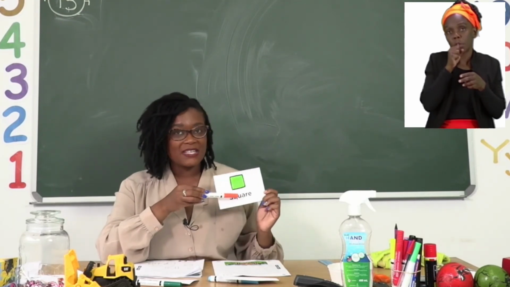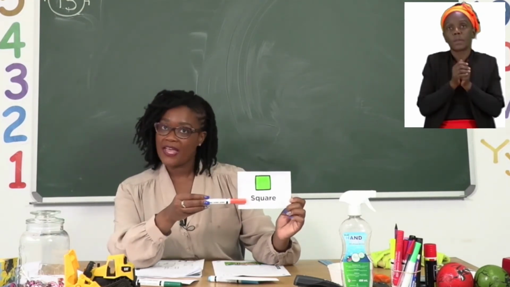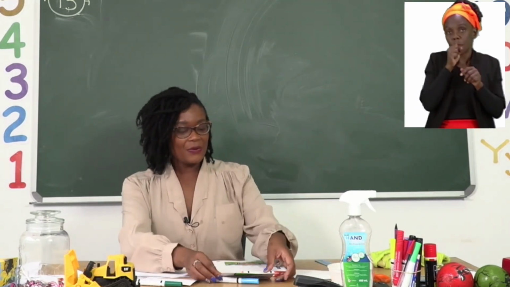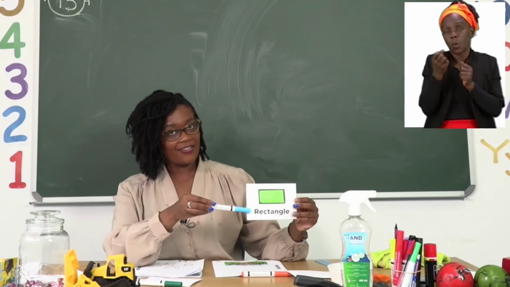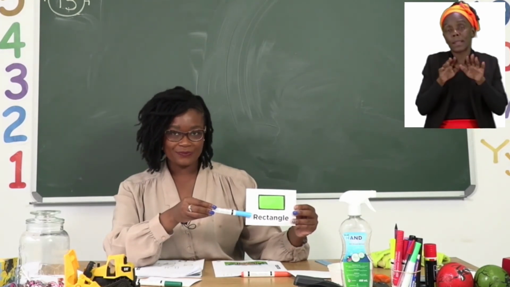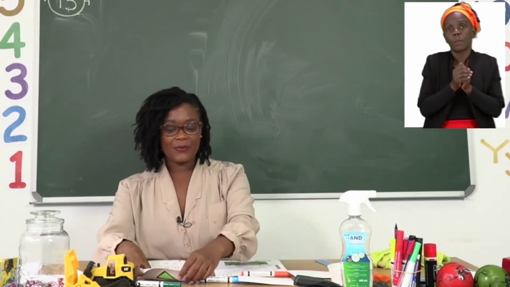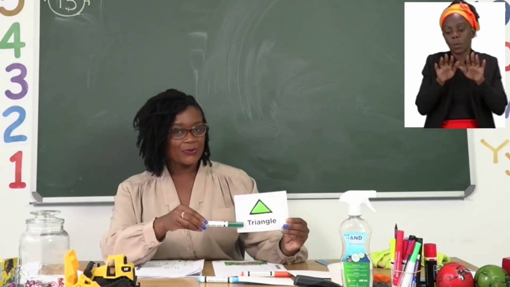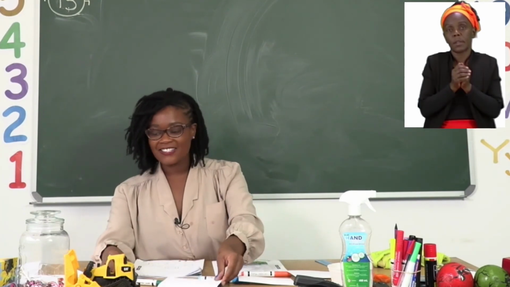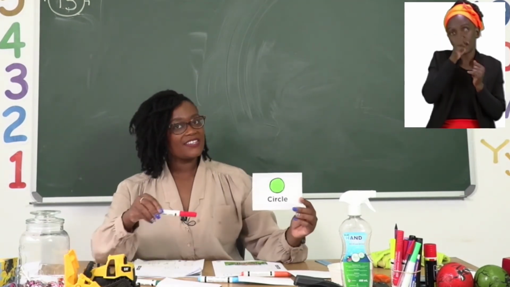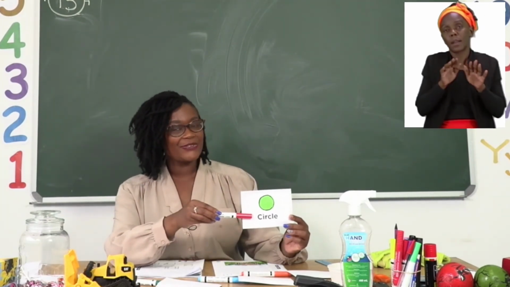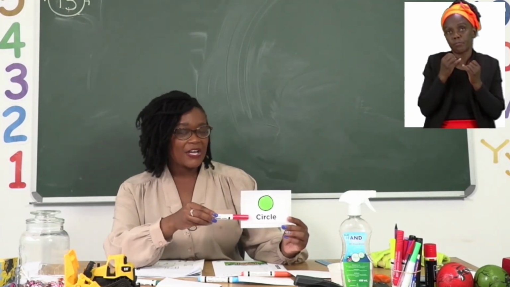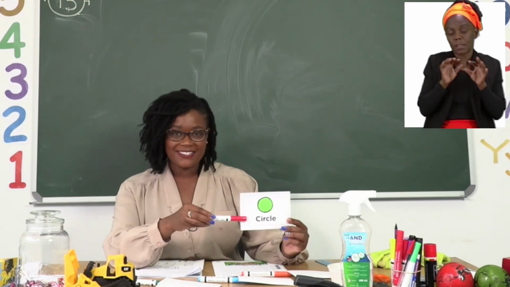So now let's recap. We have the square with the color orange. And then we have the rectangle with the color blue. Then we have the triangle with the color green. And lastly, we will have the circle with the color red. By the end of your coloring, you're going to see beautiful pictures.